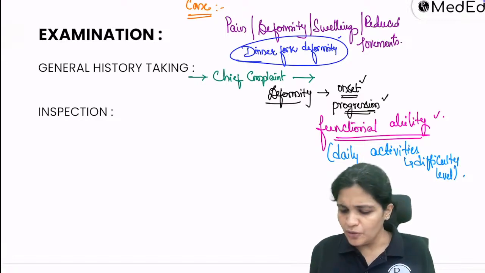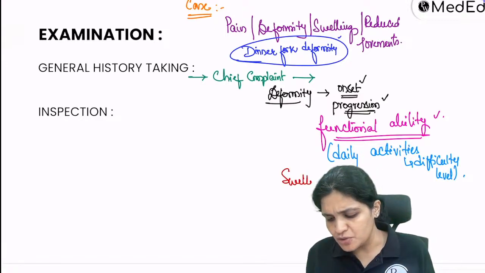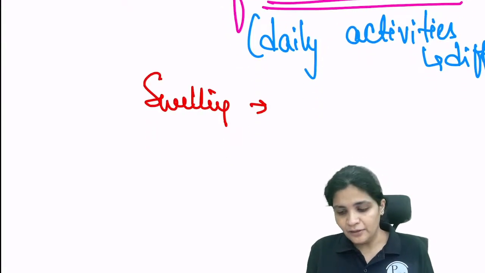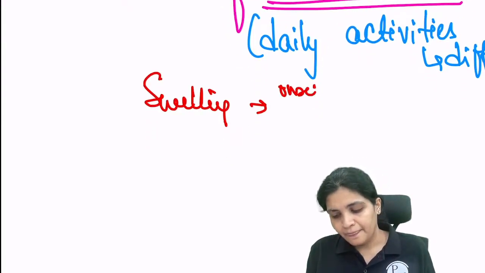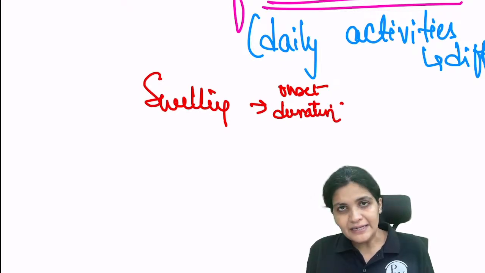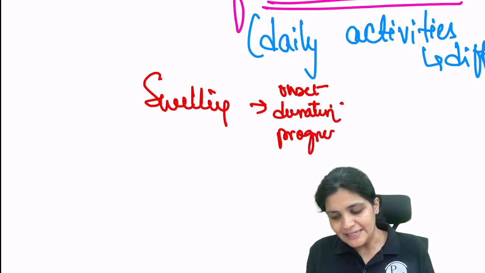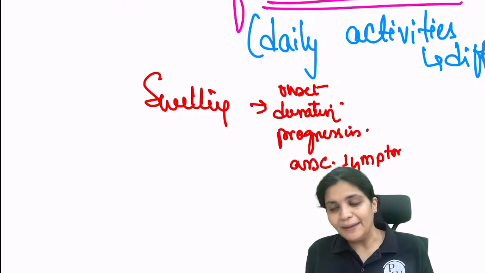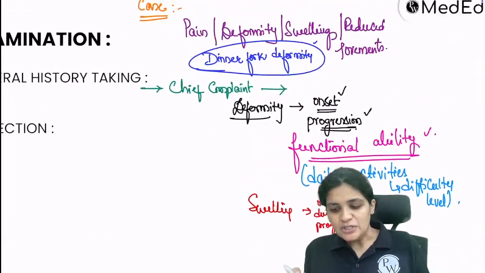Then swelling. I know you're all well versed with swelling. So when it comes to swelling, you know again what to ask, right? What are the things you ask? For swelling, you will ask again the onset. You will ask again the duration, right? Again the progression, whether the swelling is increasing in size or decreasing in size, and associated symptoms. So associated symptoms is whenever it is associated with any pain or something. That is about the swelling you ask.